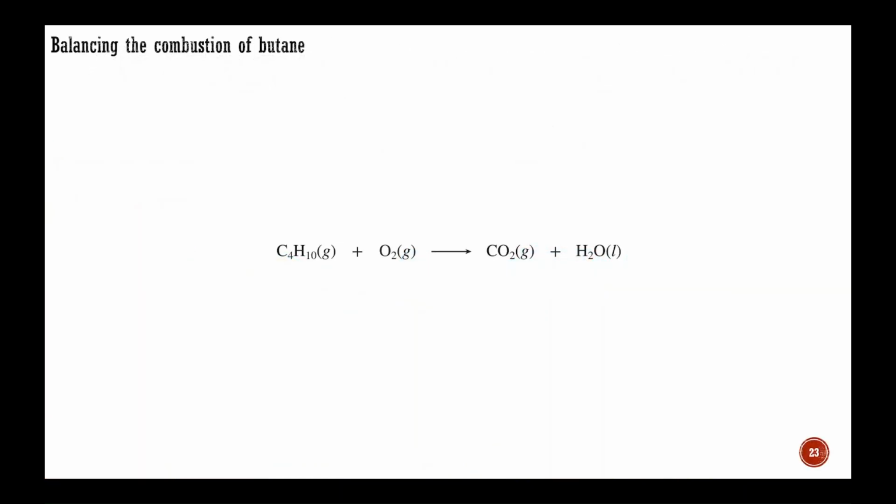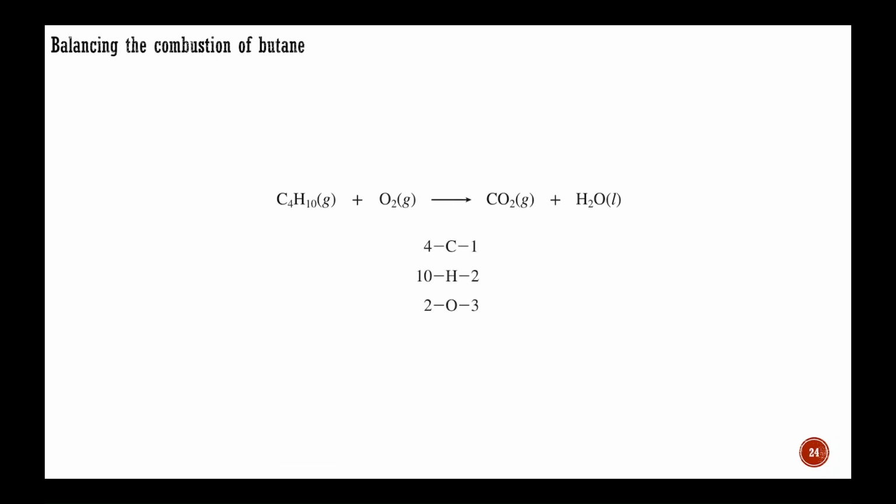Combustion refers to burning in the presence of oxygen. The combustion of hydrocarbons always produces carbon dioxide and water. To balance the chemical equation for the combustion of butane, we first take an inventory of the number of each type of atom on both sides of the arrow. Initially, there are 4 carbon atoms on the left and 1 on the right, 10 hydrogen atoms on the left and 2 on the right, and 2 oxygen atoms on the left with 3 on the right.